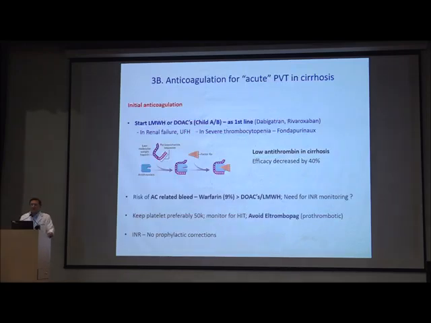Now, how to start the anticoagulation? What should be the type and duration? Initial anticoagulation should be low molecular weight heparin or direct-acting agents, mainly in Child A and Child B cirrhosis. In Child C cirrhosis, the data is not that robust, and they should not be first line. The first-line options may be dabigatran or rivaroxaban. In patients with renal failure, unfractionated heparin is better as compared to low molecular weight heparin. In severe thrombocytopenia, fondaparinux is always better. And due to advanced cirrhosis there is a low antithrombin level, so the efficacy of low molecular weight heparin is somewhat decreased in patients with advanced cirrhosis.